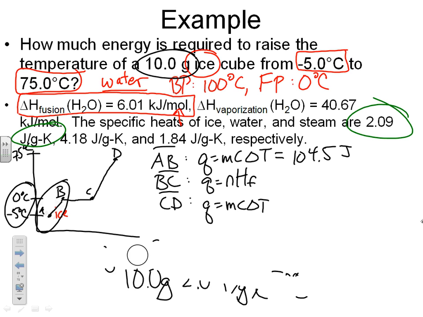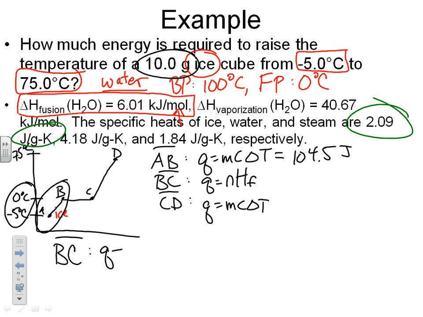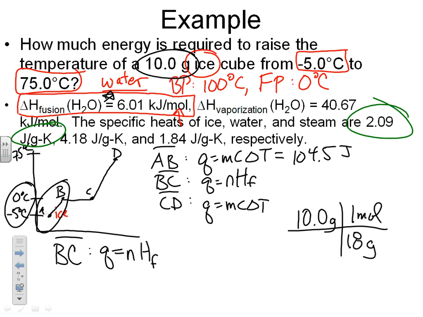Okay, so that's AB. Great, done. Next up, BC, which we said is going to be the Q equals nHF. Well, n stands for moles, and HF is the heat of fusion of water, which is 6.01 kilojoules per mole. But again, we have per mole. I don't have moles of water right now. I have grams. So we have to do a quick conversion using water's molar mass to turn grams of water into moles of water so that units match. Units have to match. Always, always be on the lookout for that.